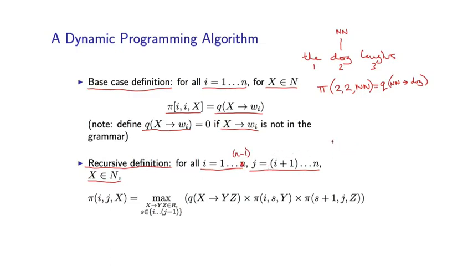So here we have the case where i is strictly less than j. So we have some span, and some non-terminal x. For example, in this particular sentence, we might have pi of 1 to NP. Okay. So here's the definition.